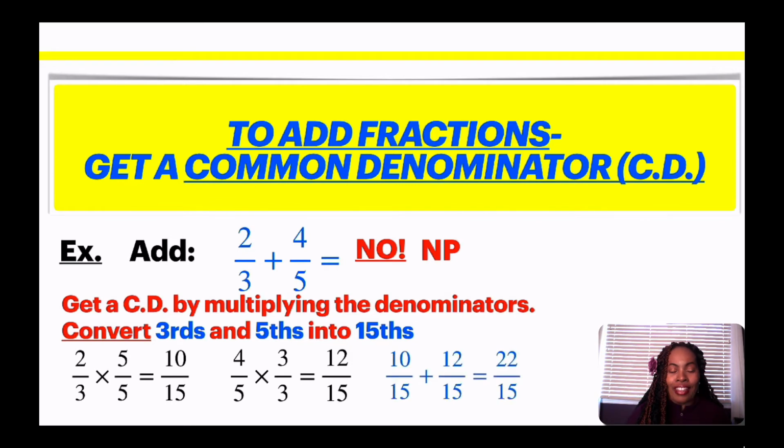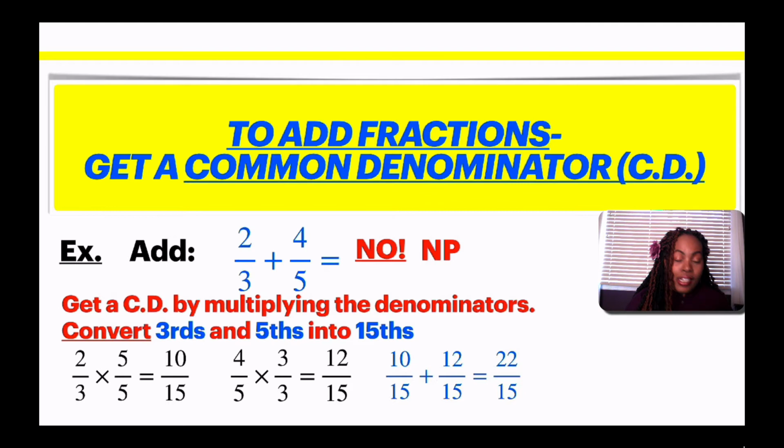Now that they're the same things, you can add them together. 10/15 plus 12/15 gives us 22/15. So if we put in our original question, 2/3 plus 4/5 is equal to 22/15. Let's try another one like that.